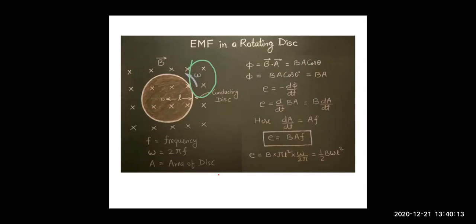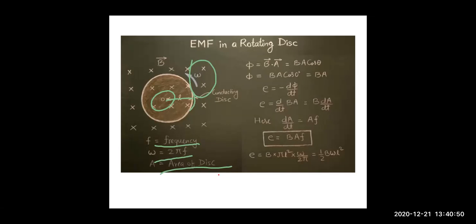Now when it moves by cutting the magnetic field lines, that is, on the movement it induces EMF. This EMF is produced between the circumference and the center of the disc, right? So here the frequency is f, that is the number of turns in 1 second. And we know ω equals 2πf. The angular velocity equals 2πf, and let the area of the disc be A.